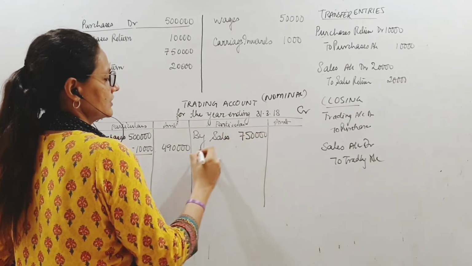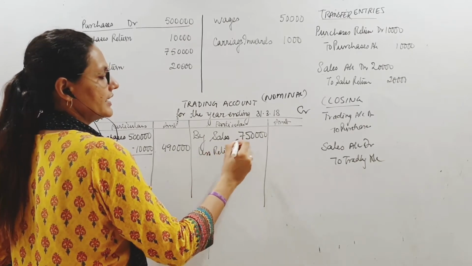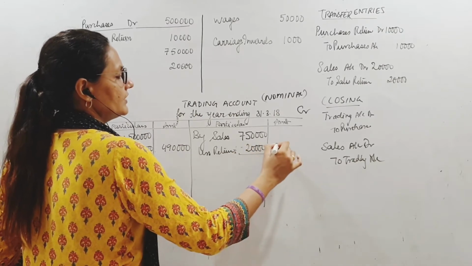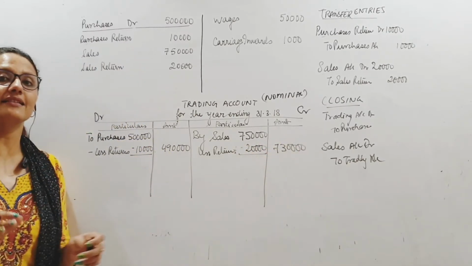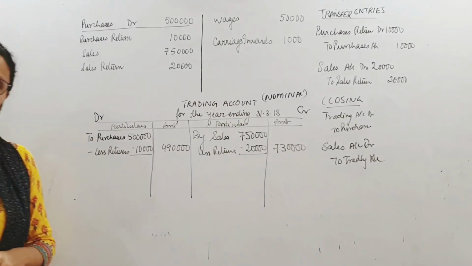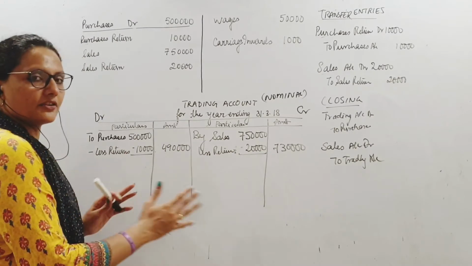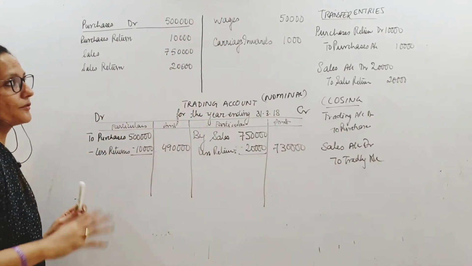7,50,000 less returns. Yes, return inwards 20,000. So basically we have made net sales of only 7,30,000. Are you getting it? So income here, expense here. We are trying to find out the difference now. We have other income, other expenses also.